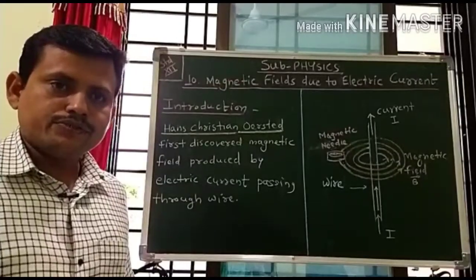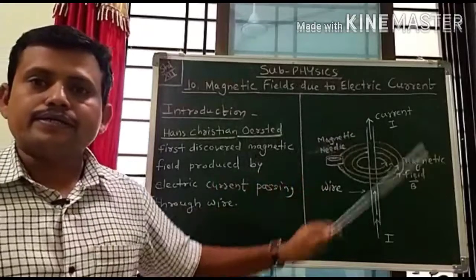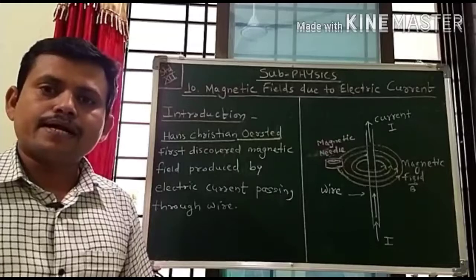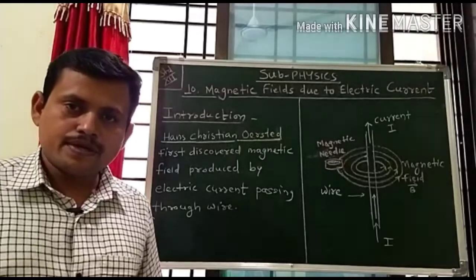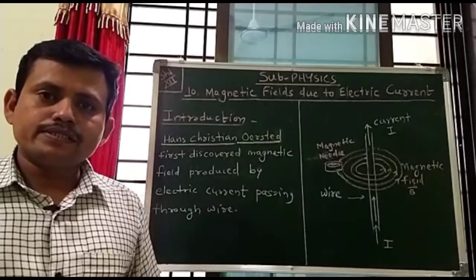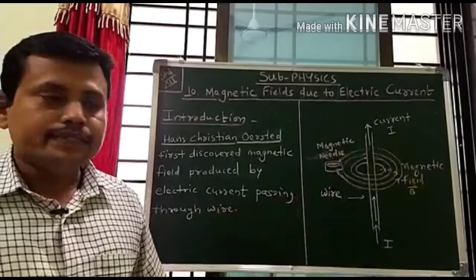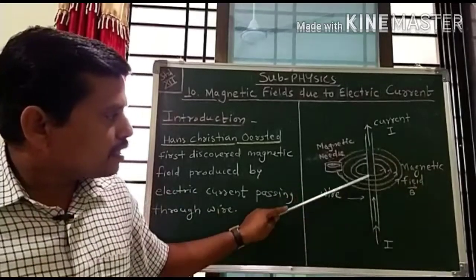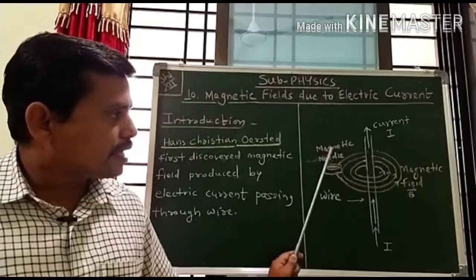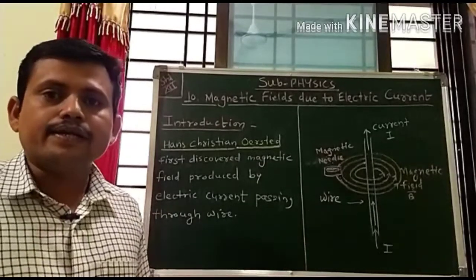Welcome students. Today we will start lesson number 10, magnetic fields due to electric current. In the previous standards you have already learned about the bar magnet, its properties, and the magnetic field produced by the bar magnet. But apart from this, magnetic fields can also be produced by using electric current. This means when electric current passes through a conducting wire, magnetic fields are produced around the wire, and the presence of this field can be detected by using a magnetic needle.